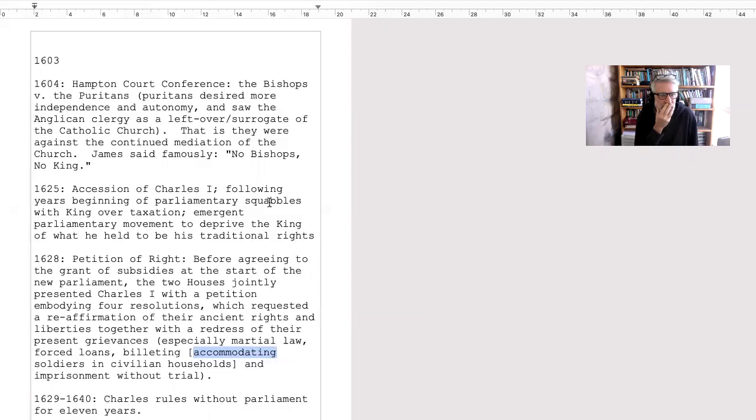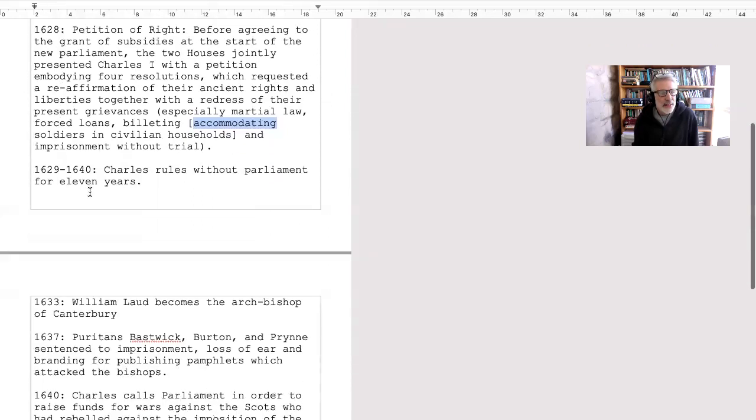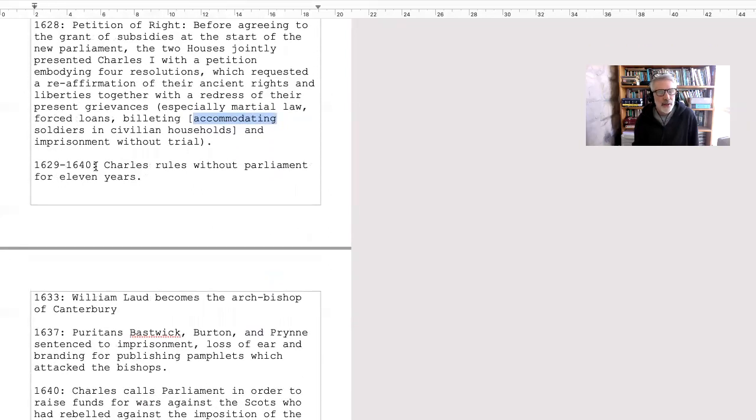Here's my long-ago timeline. Here's 1625, the accession of Charles I, with lots of squabbles with Parliament over taxation. The king wanted to have power of the purse. In 1628, the Parliament is kind of acting up. They want more rights. In 1629 to 1640, Charles says, enough with you.